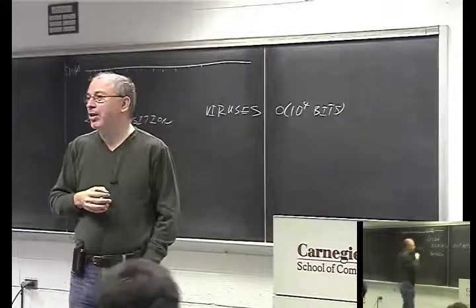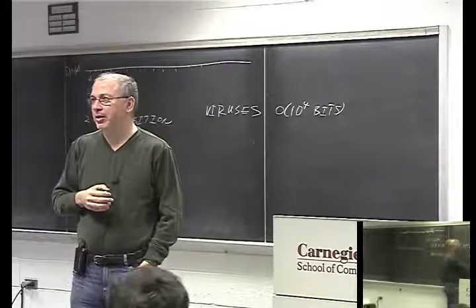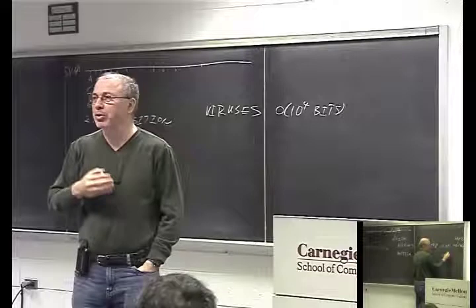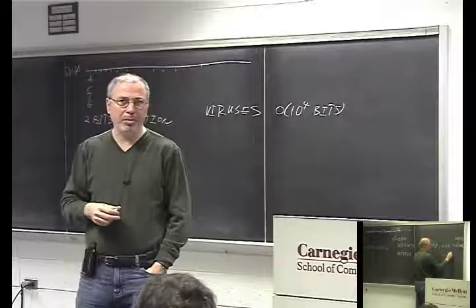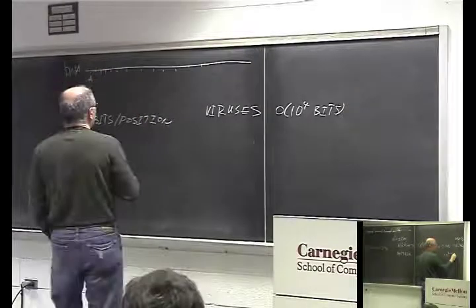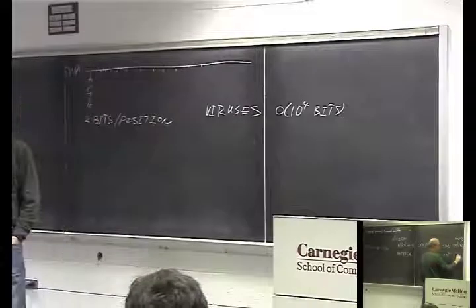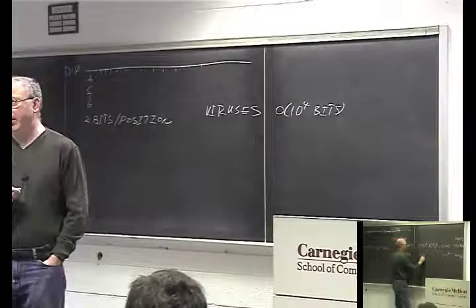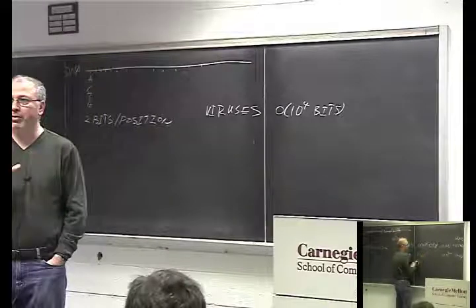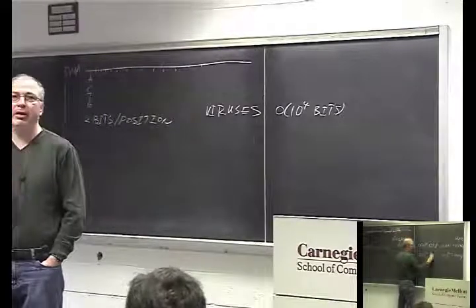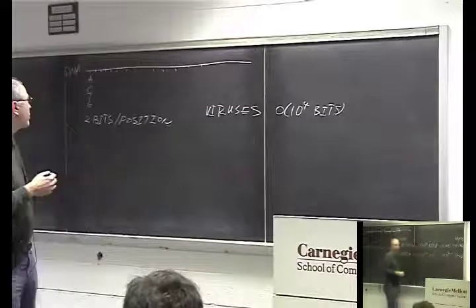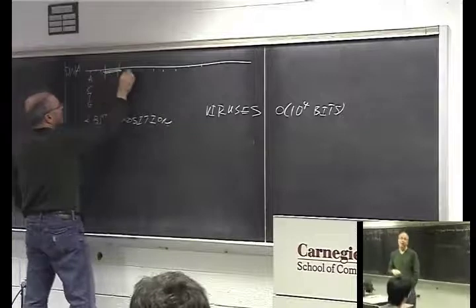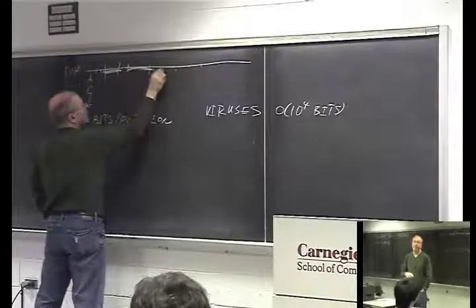Bacteria have on the order of 10 to the 3, 10 to the 4 genes, proteins, and on the order of 10 to the 6 or 7 bits in their program. So they're significantly more complicated than viruses.